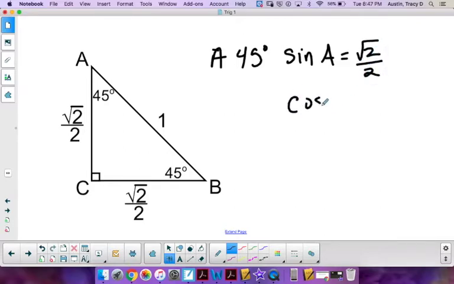And the cosine of that is also going to be the square root of 2 over 2 because the sides are the same. Okay, now these are very, very important. You're going to be filling in unit circles today using this information. Okay, so let's take a look at what I'm talking about when I say a unit circle.